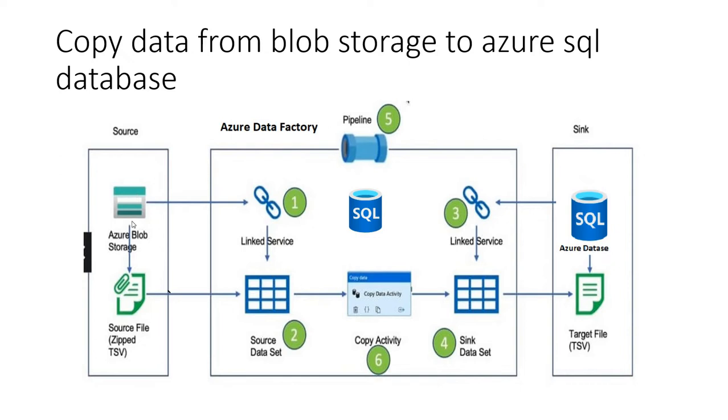One of the files is there in blob storage. I need to copy it into the sink. Here the sink is Azure SQL database. What I am using here is Azure Data Factory. Under the Azure Data Factory, I am using a linked service from Blob Storage to a data set, and one more linked service from a data set to an Azure database, and a copy activity and a pipeline. To run all these things, we require a pipeline.